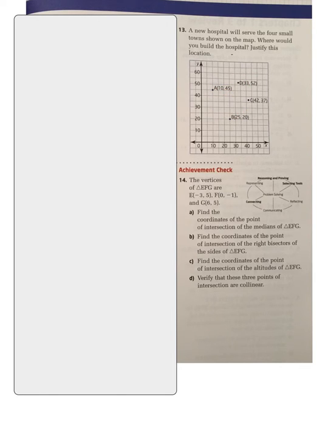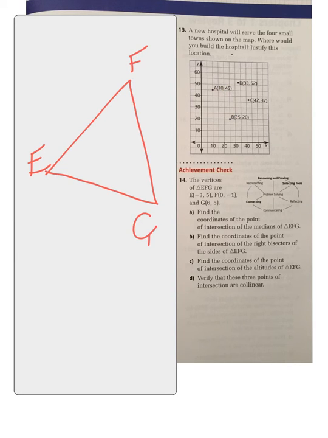Question 14, the vertices E, F, G, find the coordinates of the point of intersection of the medians. So again, if you've got a triangle here of EFG, the three medians will cut the baselines in half, and they'll all meet at one point, and you've got to find the coordinates of that point. So you have to find the equations of two of those lines and find where they intersect.